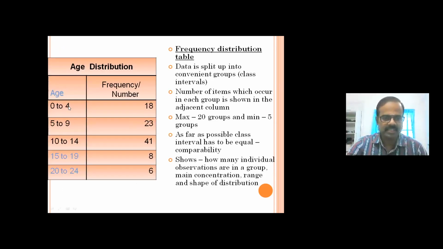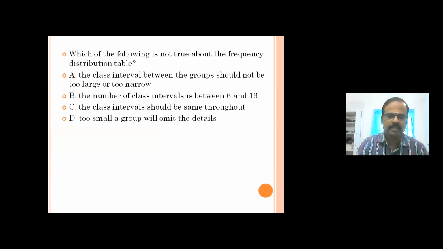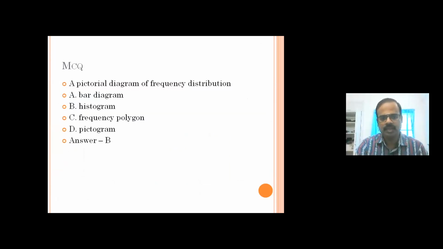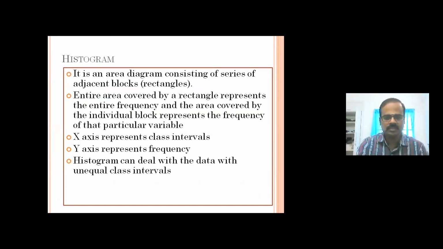Age is the class interval, 0 to 4. Then after 4, what is the next number? 5. So 5 to 9 is the next class interval. After 9, what is the next number? 10 to 14. So the class intervals are continuous. If the class intervals are continuous, when you present the continuous class intervals in a frequency distribution diagram, that diagram becomes a histogram.